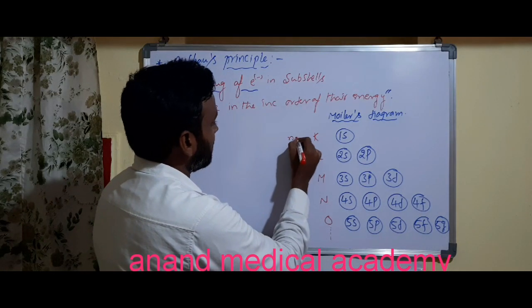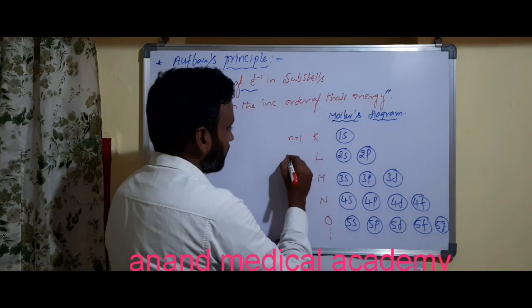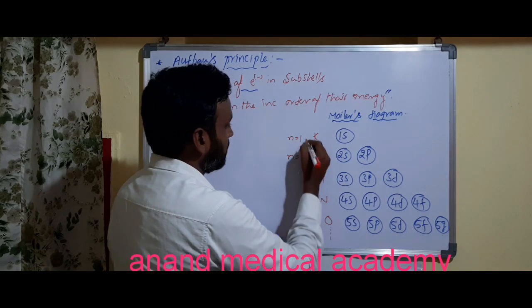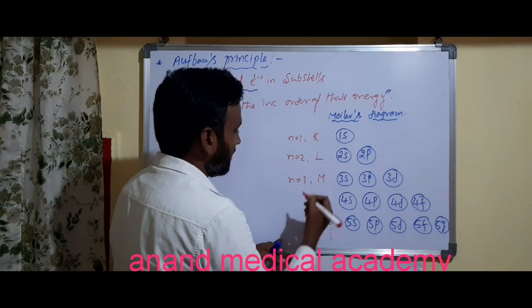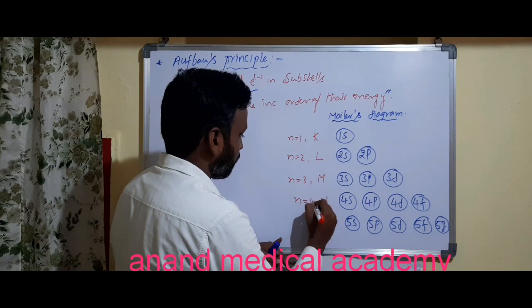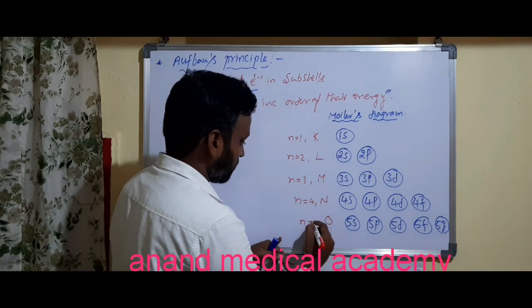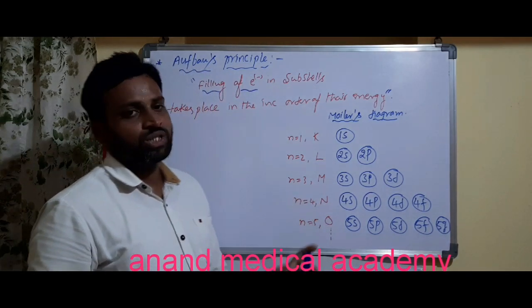So what shell is this? N equals 1, K shell. N equals 2, L shell. N equals 3, M shell. N equals 4, N shell. N equals 5, O shell.